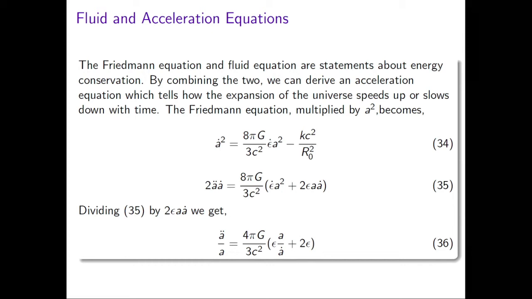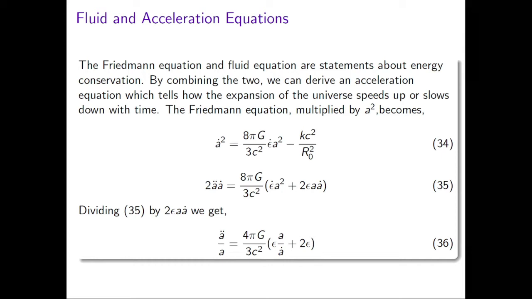That is, a dot squared is equal to 8 pi G by 3 c squared times epsilon naught a squared minus k c squared by R naught squared. So if I want, I'll get my a dots to one side, and we get equation number 35. That is, I differentiate equation number 34 to get equation number 35. So that is 2 times a double dot times a dot is equal to 8 pi G by 3 c squared times epsilon dot a squared plus 2 epsilon a dot.